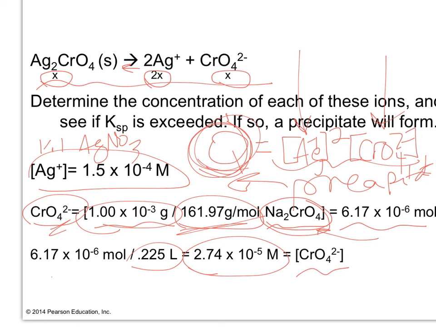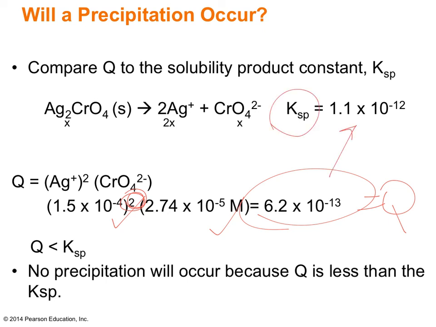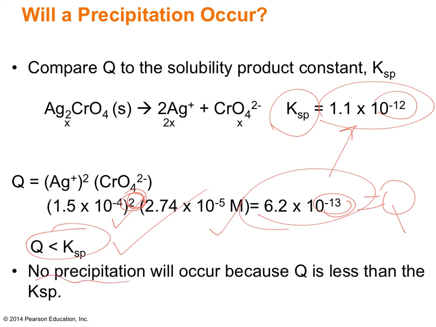So if we go back to the expression for Q or K and plug in these values, here they are. Don't forget to square the silver concentration. We get a Q value equal to 6.2 times 10 to the minus 13. Now we need to compare that to K. Okay, what is the relationship? Q is less than K. Okay, there's a more negative exponent. Q is less than K, which means it'll stay dissolved. There's no problem. We haven't reached a saturation point yet, so no precipitation will occur.